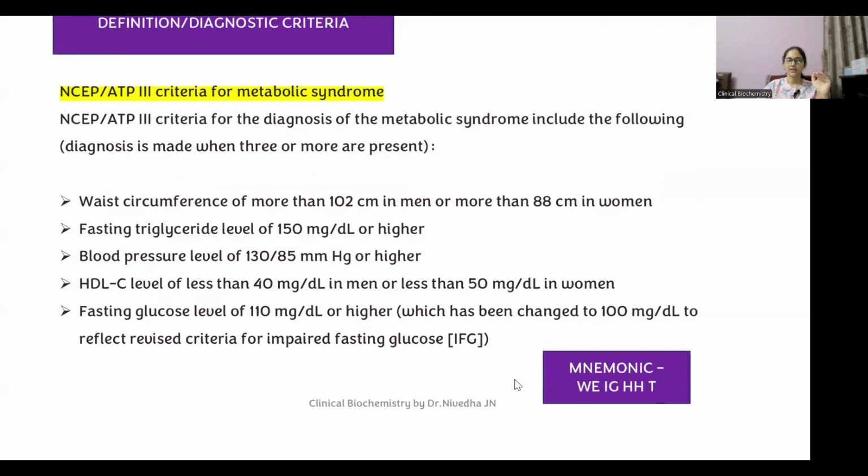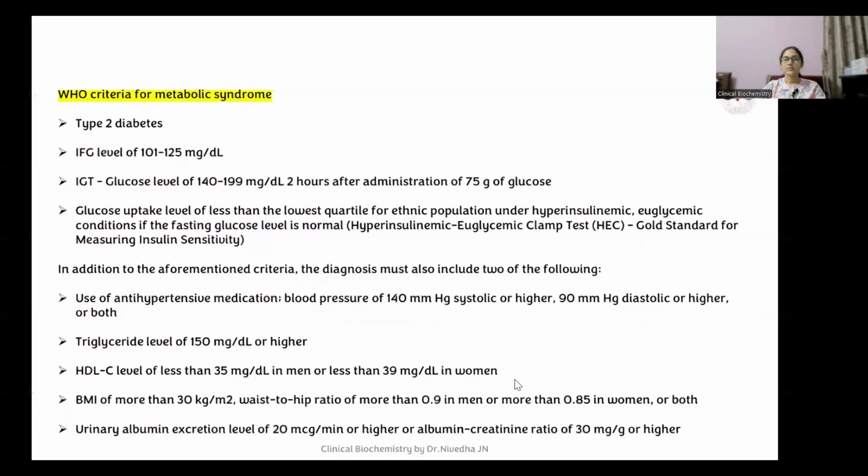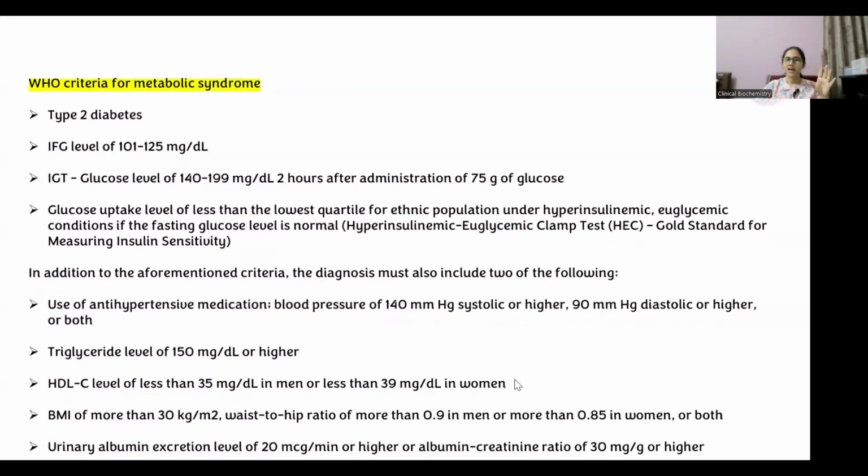So how do you make a diagnosis? When you find three or more of these parameters, then you would diagnose metabolic syndrome. So please remember waist circumference, triglyceride level, blood pressure, cholesterol, fasting glucose. We are going to revolve around these concepts again and again. The other criteria I would also like to mention because we have certain differences here.